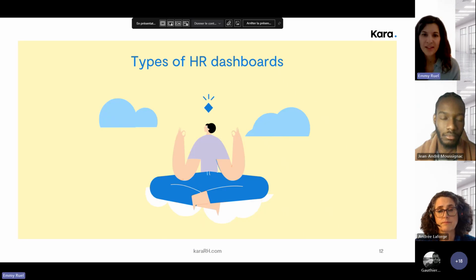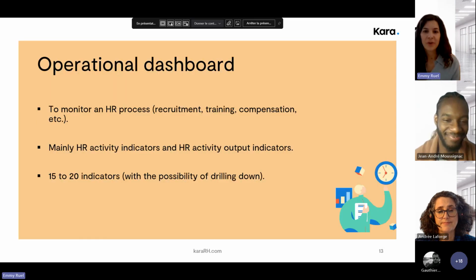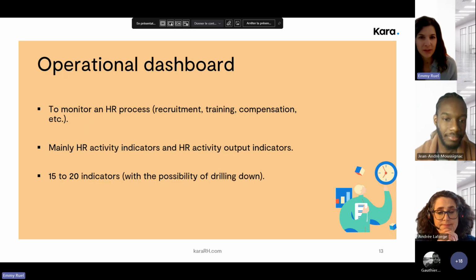And now, the reason why you are here, the different types of HR dashboards. So here's the first type, the operational dashboard. The operational dashboard is a tool that will help you measure the progress of your activities and processes managed by your HR department, okay? There are many different types of operational dashboards. You can have the recruitment dashboard. You can also have the compensation dashboard. You also have the training dashboard, the performance management dashboard.